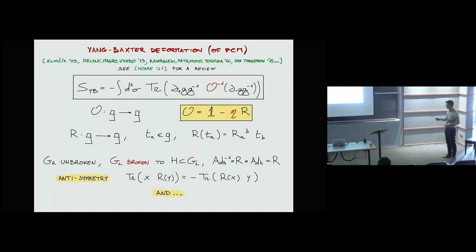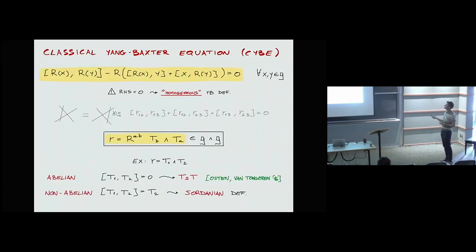Of course, if I write such a deformed action, it will not in general preserve integrability. I will have to impose some additional properties, in particular two properties for R, in order to preserve integrability when I switch on the deformation parameter eta. The first property is that R should be anti-symmetric with respect to the bilinear form that you have on the Lie algebra.